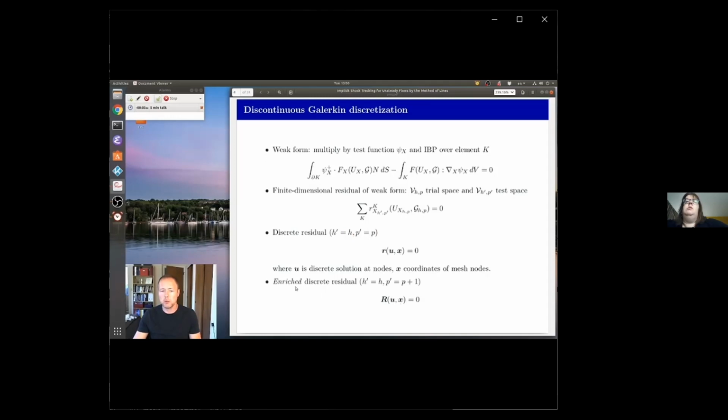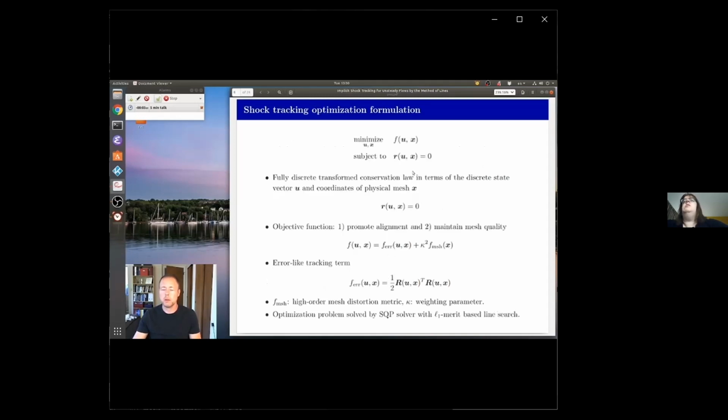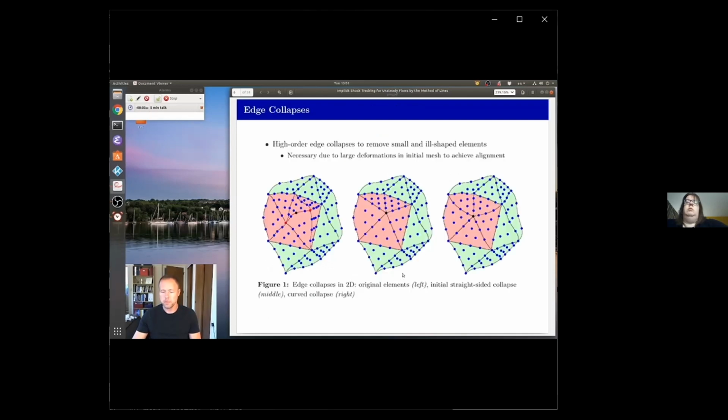But we will also form an enriched residual for error indication. We could refine the mesh, but instead we bump up the polynomial degree. We call that capital R. And what we now do is that we have a minimization problem of minimizing basically this error, but we also add a little bit of mesh penalization for the mesh distortion, and subject to solving the PDE correctly. So we will solve exactly whatever DG formulation you have, but we will use this optimization framework to move the mesh in such a way that this quantity is minimized.